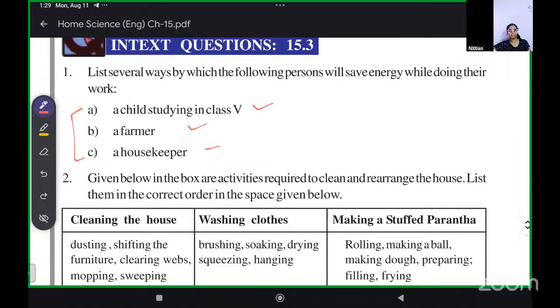Studying in the right posture. Sitting in the right posture, yes, good. Then it can also be keeping his books at the study table, where he is able to use them easily. Sitting in the right posture, yes. Dividing it into small tasks, that is also there.